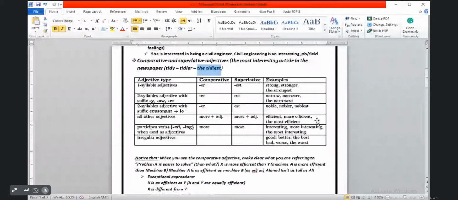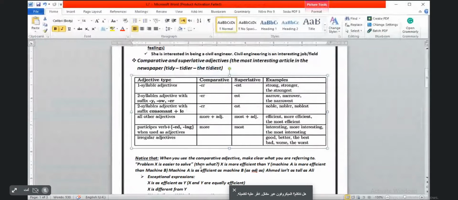Okay. Also, if you have two syllable adjectives, يعني صفات بها أكثر من مقطع صوتي واحد, but it ends with LE تنتهي ب LE وقبلها consonant حرف صحيح أو صوت صحيح. Also you add ER or EST for comparison and superlation. يعني noble, nobler. You see? Because noble ends with LE وقبل ال LE أكو حرف صحيح consonant. So you add ER and EST.